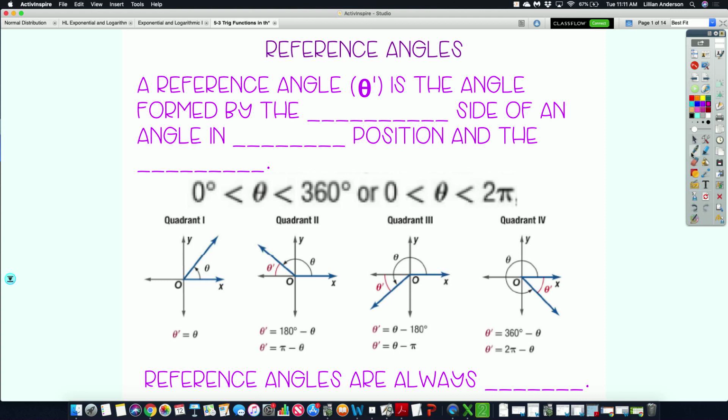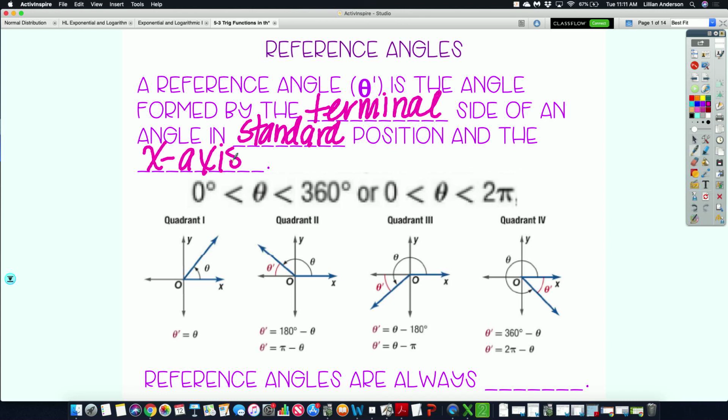Okay, so reference angle can also be represented with the theta and then the apostrophe symbol. It is the angle that is formed by which side of an angle? It's formed by the terminal side of the angle in blank position. What position? Standard. In standard position. Very good. So it's the angle that's formed by the terminal side of an angle that's in standard position and the x-axis. Very good.